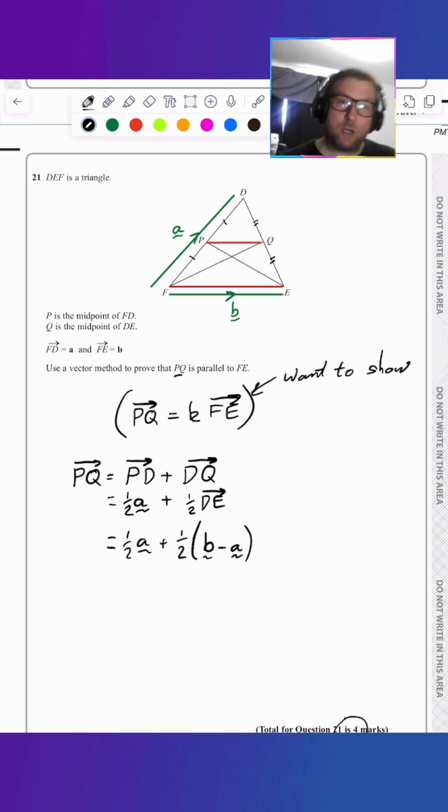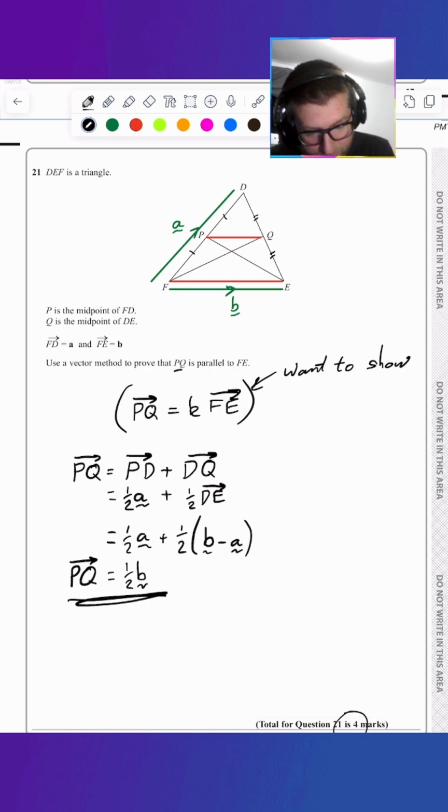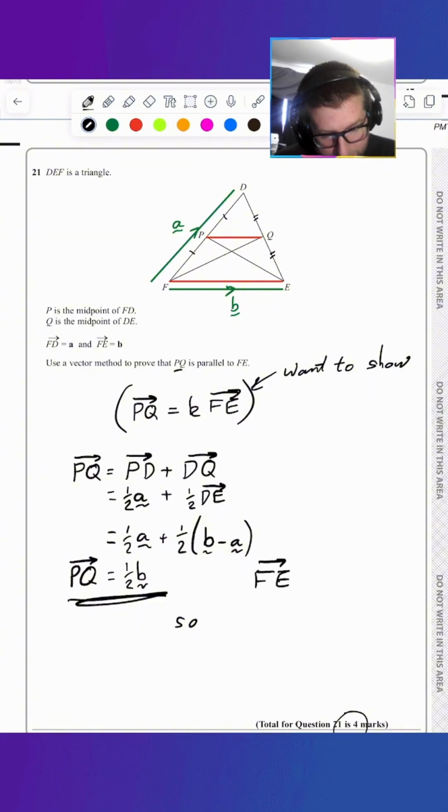And there we have it. We've got an expression for P to Q that only uses A and B. That will be a half A minus a half A plus a half B. So it's just a half B. So PQ is a half B. Fantastic, we're done, aren't we? Because we already know that FE is just equal to 1B. It's just equal to B. So PQ, the vector, is equal to a half times FE. So they are parallel.